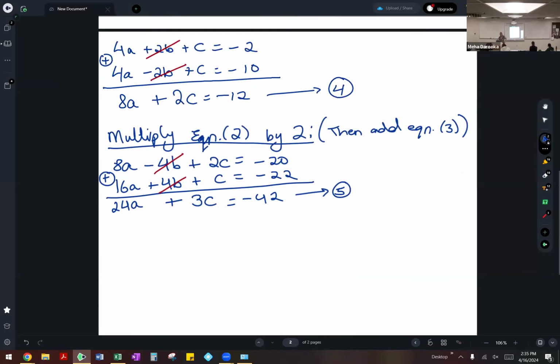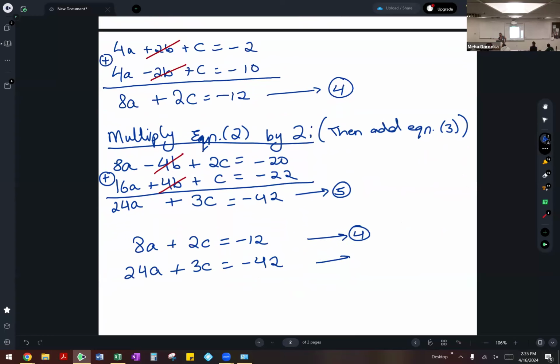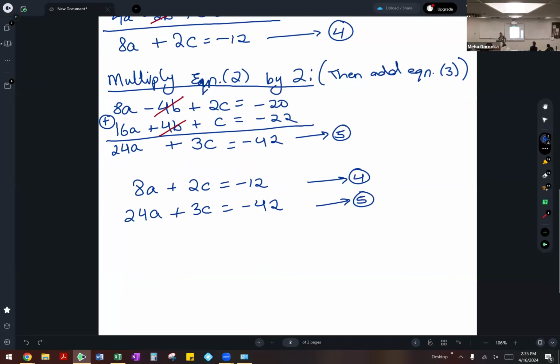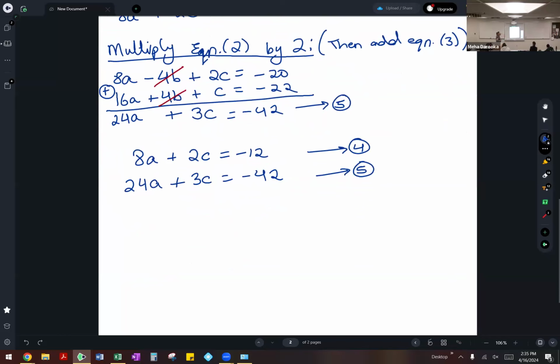All right, so our new system, which has been reduced down to 2 equations and 2 variables, is now 8A plus 2C equals negative 12. And then we got 24A plus 3C equals negative 42. All right, so which variable should we eliminate? A or C?